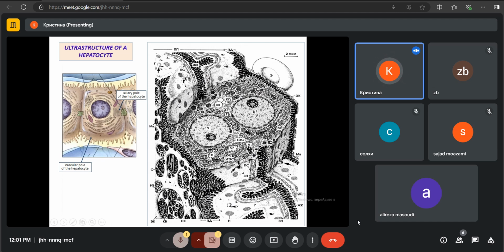Here we see them in this picture. One cell, second cell, and here between them this tiny space, and the microvilli come from one and from the second hepatocyte into this biliary capillary. The same is here. The biliary capillary is here, and bile capillaries are enclosed with tight junctions to ensure that the bile will never come into blood normally.